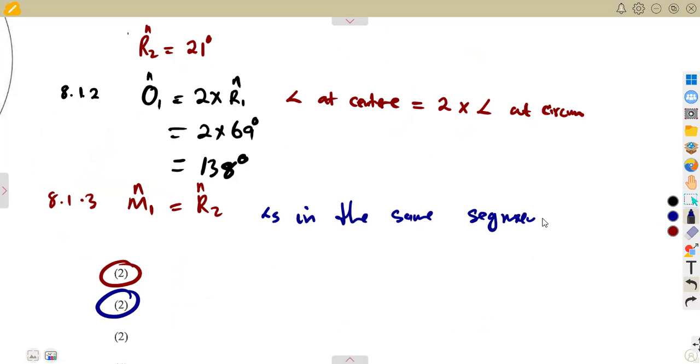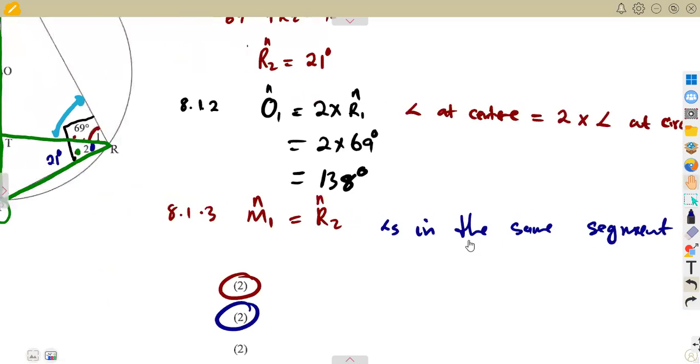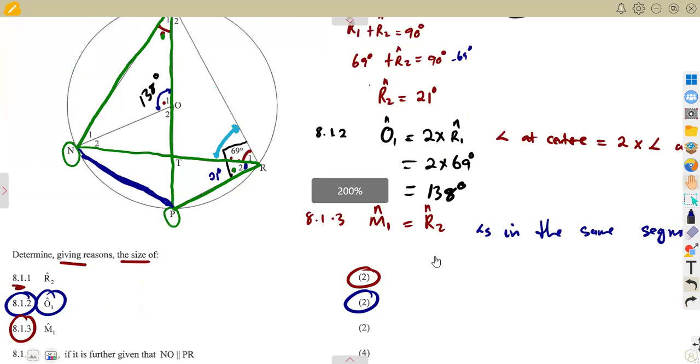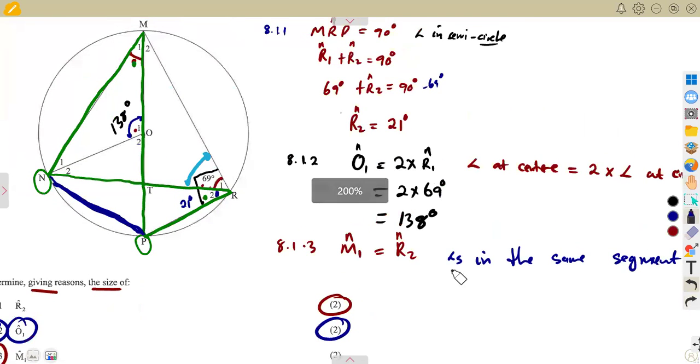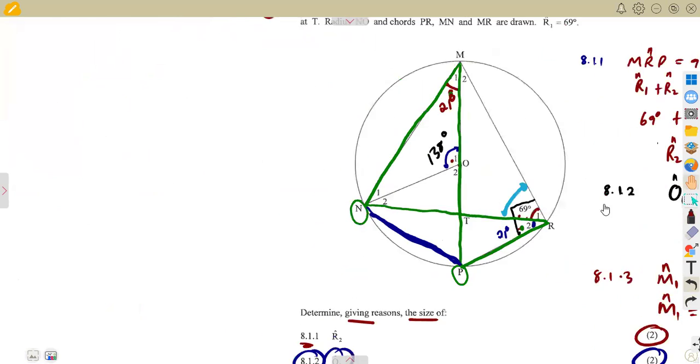So what is it about these angles in the same segment? Angles in the same segment are equal. So meaning to say, if they are equal, that means therefore angle M1 is equal to R2, and R2, remember, we calculated this before, we got 21 degrees. So meaning to say this is also 21 degrees.